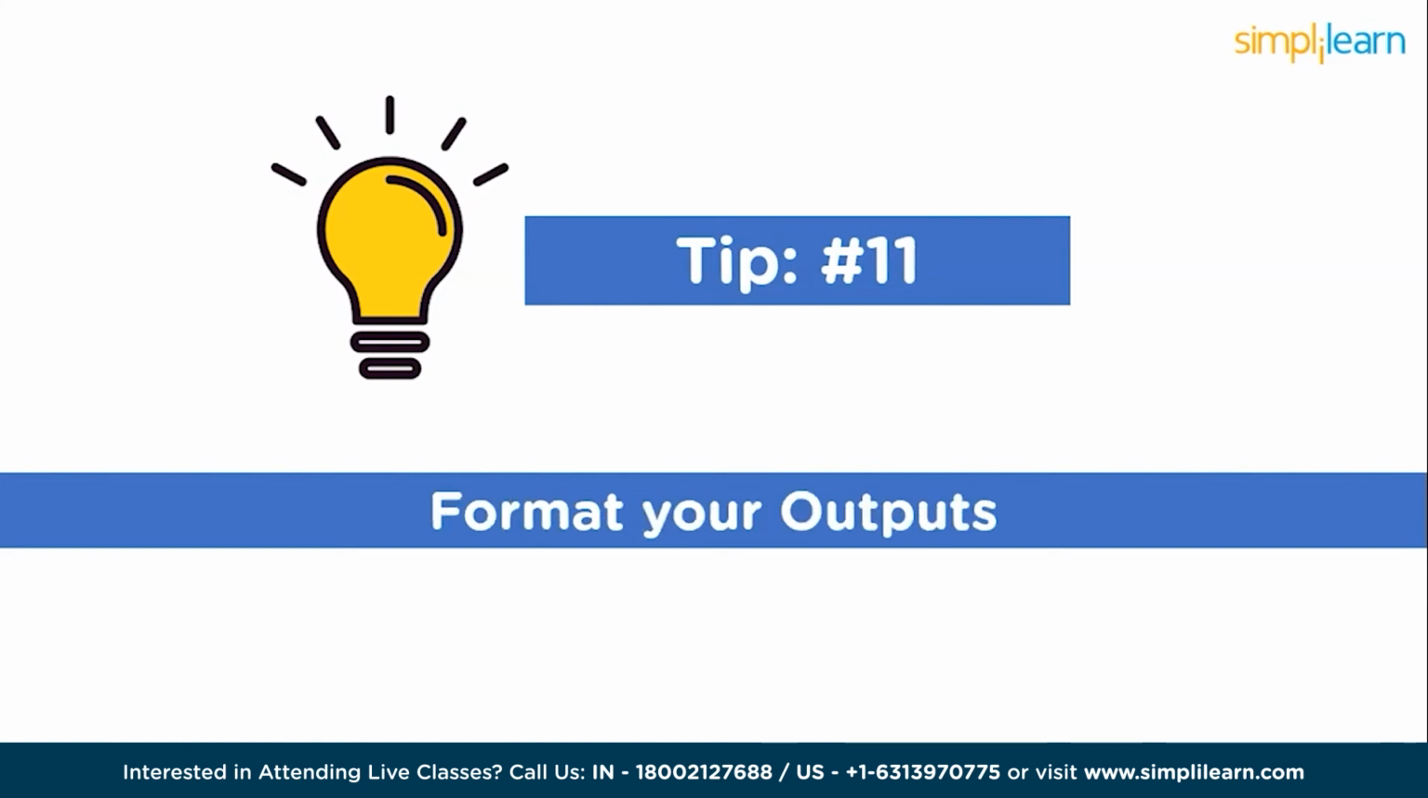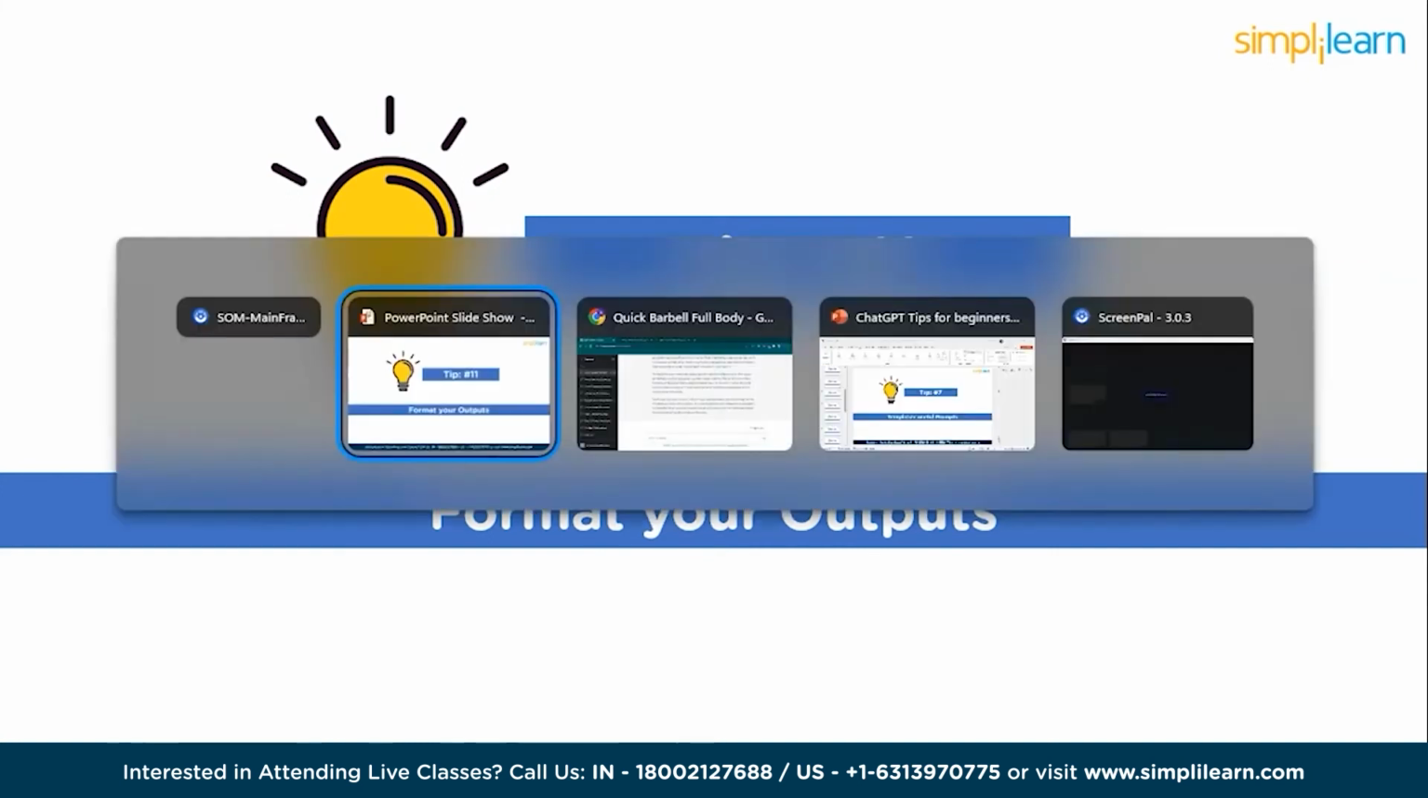And now the next is format your outputs. You can give any data to ChatGPT and ask it to format this into tables, and you can ask it to add some columns to the tables. That would be Monday, Tuesday, Wednesday, and you can ask it to prepare a to-do list or something like that. So you can format your outputs, and ChatGPT will respond to that.